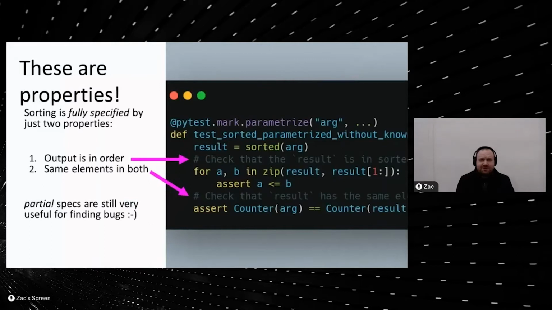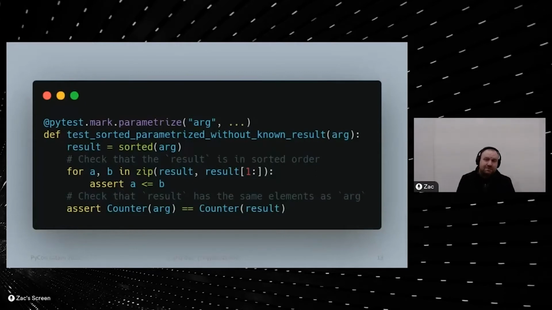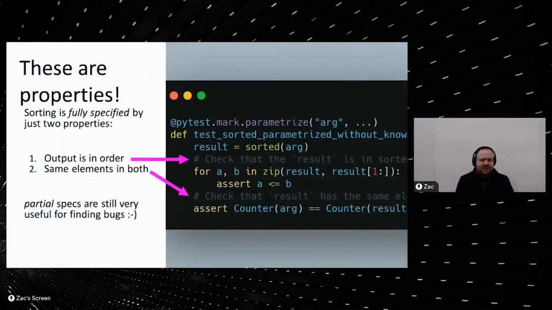So congratulations, we've just discovered property-based testing. Our two properties for sorting fully specify the function. Every correct sorting function is uniquely defined by these two properties, that the output is in order, and that we have the same elements in the input as in the output. I do want to note, though, that you don't need a full specification to find a lot of bugs. I actually really like this test with the length and the set because it's easy to think of, it's clear what it's doing, and you don't need fancy libraries that people might not understand. Partial specifications are still really useful for finding bugs.